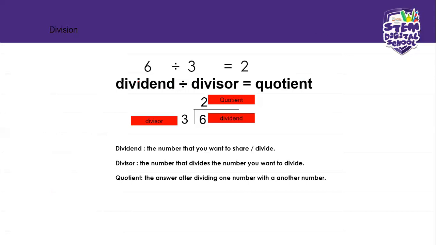So in division, you've got a dividend, a divisor, and a quotient. Your quotient is the answer after having divided one number by another number. Your dividend is the number that you want to share. So the quotient is the answer of this division, and your quotient is the result of that sharing. So if I say 6 divided by 3 is equal to 2, 2 is the result of me sharing the dividend by the divisor.